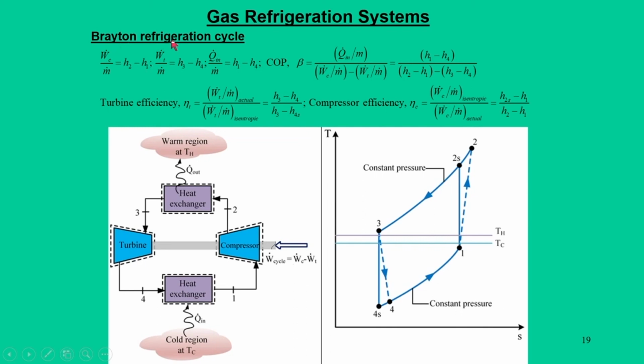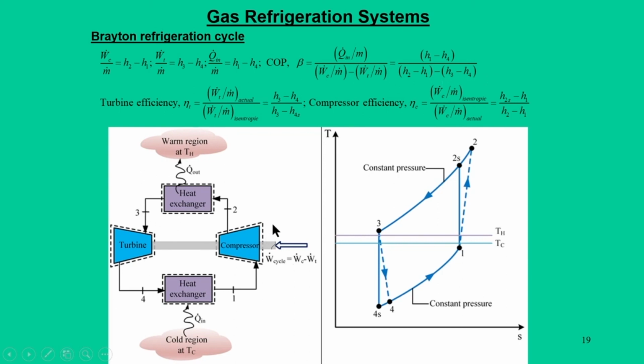Now, using the concept of the Brayton refrigeration cycle, one can calculate the compression work per unit mass of air in the form of enthalpy, H2 minus H1, then the turbine work is H3 minus H4, and the heat input is H1 minus H4. And your COP, that is beta, and here you are using beta again because you are talking about the refrigeration cycle or the refrigerating effect. So, you can calculate it from the enthalpies as H1 minus H4 divided by (H2 minus H1) minus (H3 minus H4).